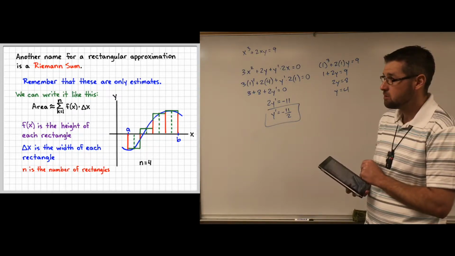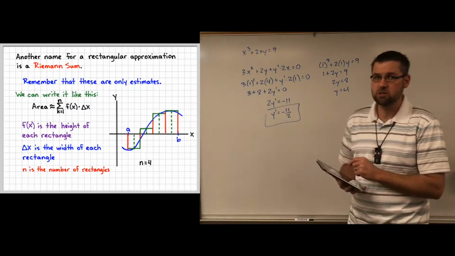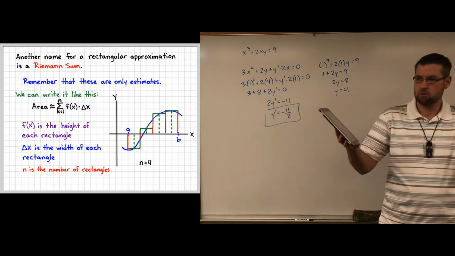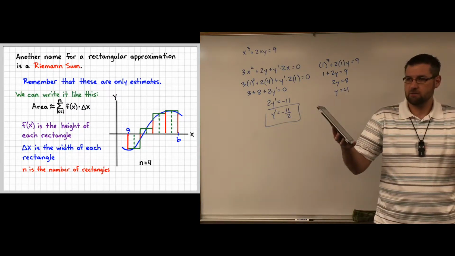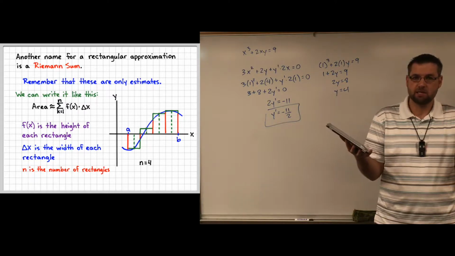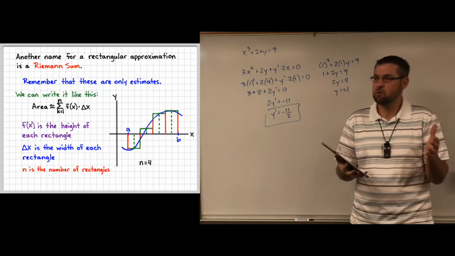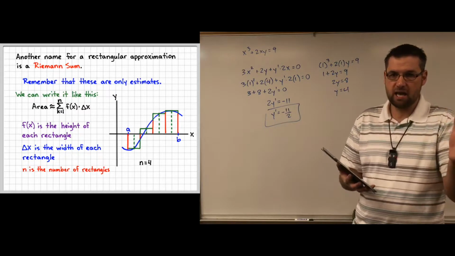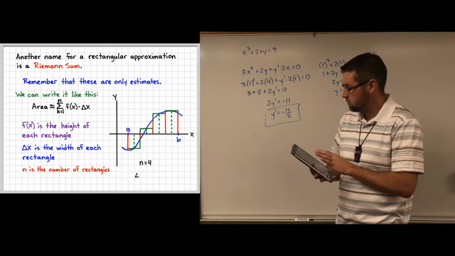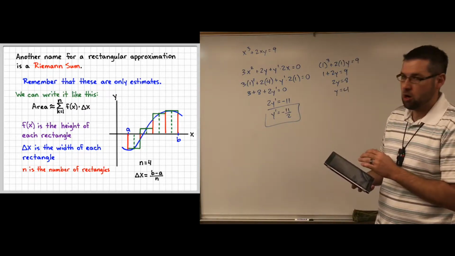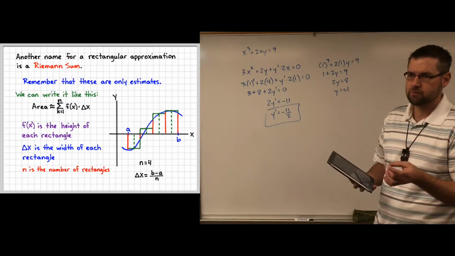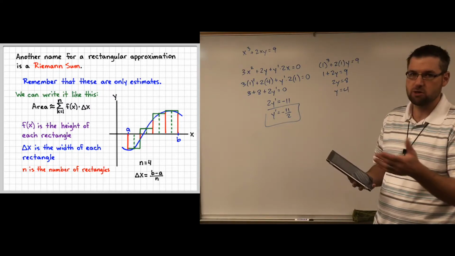Good. So remember, we took the total interval and did what with it? You divided by how many rectangles you wanted, right? So in this case, it would be what? B minus A divided by 4. Okay? Or what was the 4? N was the number of rectangles, so I just put n up there.